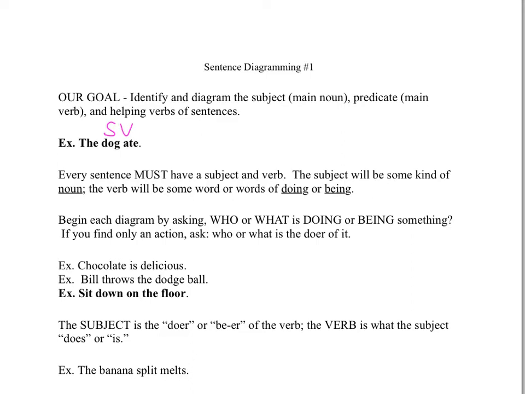Begin each diagram by asking who or what is doing or being something, and that's how you can locate the subject and the verb. If you find only an action, ask who or what is the doer of it, and that would be the subject. For example, chocolate is delicious. The subject, what we're talking about, is chocolate. And the verb, which we'll call the predicate, what the subject is doing or being, is.